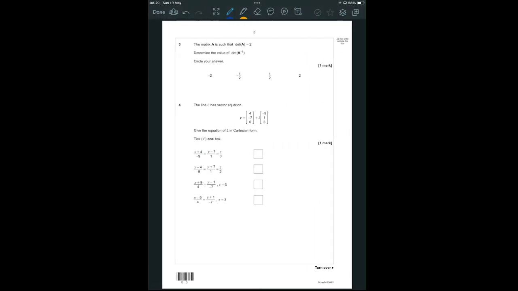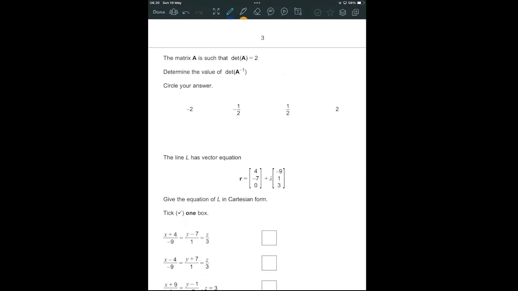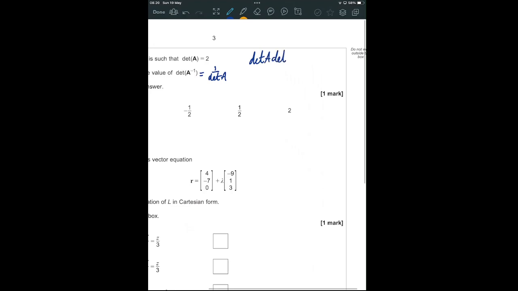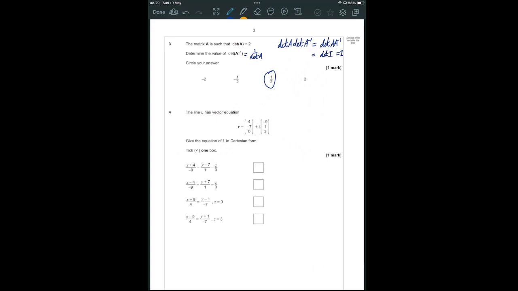Question 3. A matrix is such that the determinant is 2. Determine the determinant of the inverse. Now this is a general fact that the determinant of the inverse is 1 over the determinant of A. Best way to justify that is the determinant of A times the determinant of A inverse. Determinant is what we call a multiplicative function, so you can put the multiply in between, which is the determinant of the identity, which is just 1. So they are inverse of one another, so the determinant of A is 2. The inverse determinant is a half.